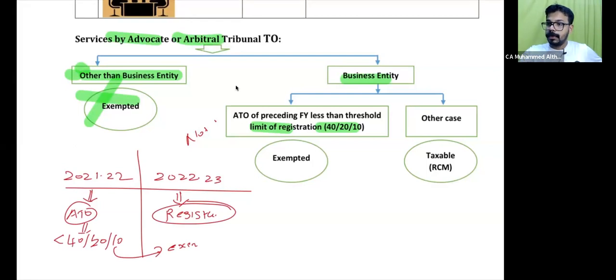This is very important because people are making mistakes on this. They simply say registered, taxable; not registered, exempted. Not understood? Should I repeat once again?